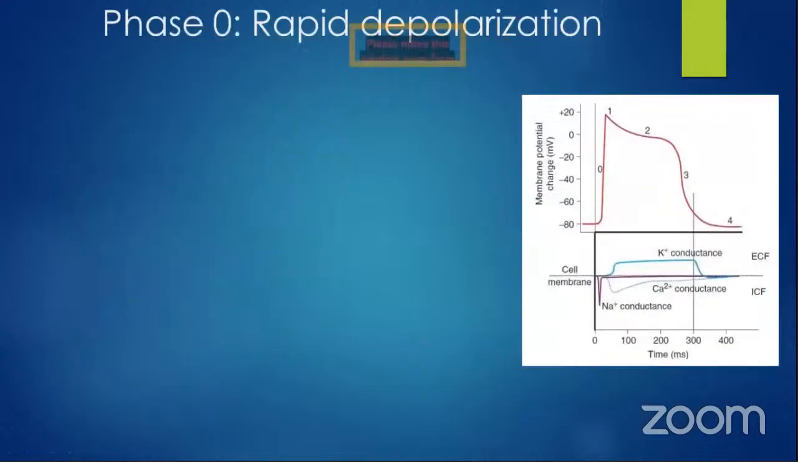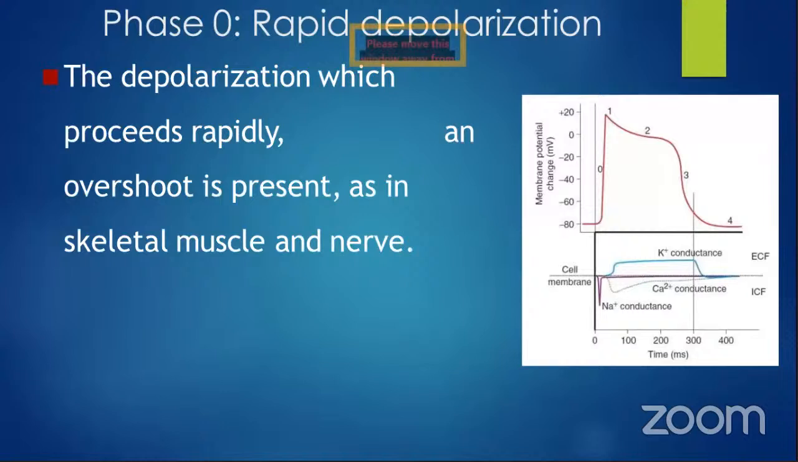First one is phase 0, that is rapid depolarization. We have already explained the resting membrane potential. It is between minus 85 to minus 95 millivolts. Generally, we consider it as minus 90 millivolts. When the cardiac muscle is stimulated, there will be production of the action potential. So what happens in the first phase? When the cardiac muscle fibers are activated, the first stage is depolarization. It proceeds rapidly.